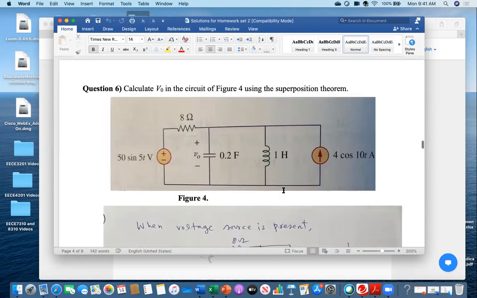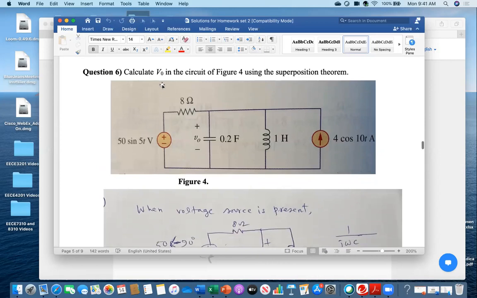Anyway, so now moving forward, number 6: calculate V naught in the circuit of figure 4 using the superposition theorem. On the left side there is a voltage source 50 sine of 5t. On the right side there is a current source 4 cosine of 10t. And there is a 1 Henry inductor, a 0.2 farad capacitor, and an 8 ohm resistor. So you see plus minus V naught. You have to find out V naught.